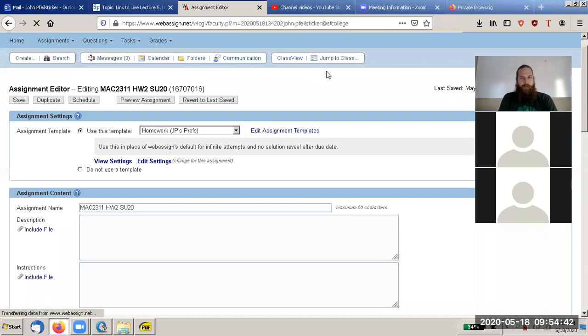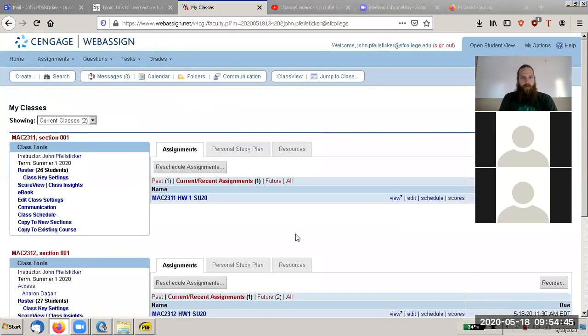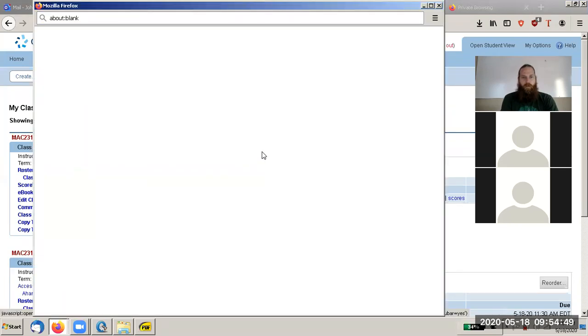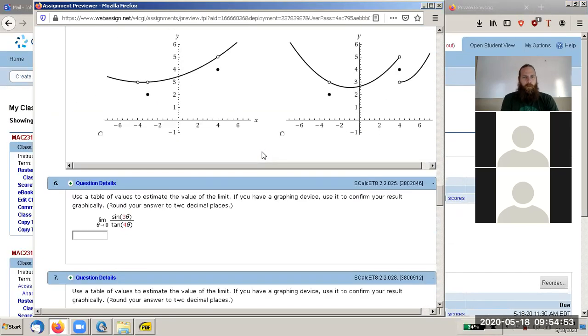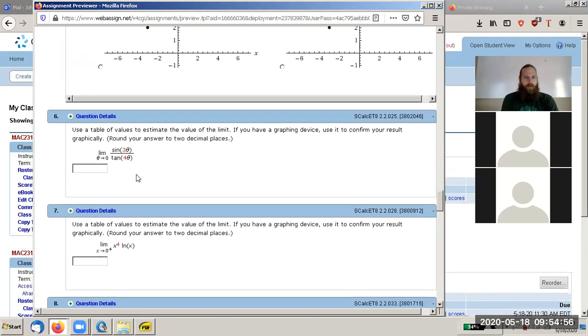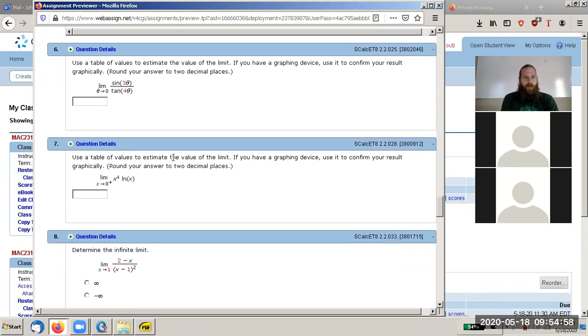I'm not sure if it's number 7, but whatever the problem was that had the tangent and sine function in it. Oh yeah, I think we did that one in class last time, but we can run back through that quickly. Number 6 had the tangent and sine. Yeah, I just wanted another example. Okay, and then number 7, again, use a table of values. Number 8. All right, so 6, 7, and 8, let's do it.